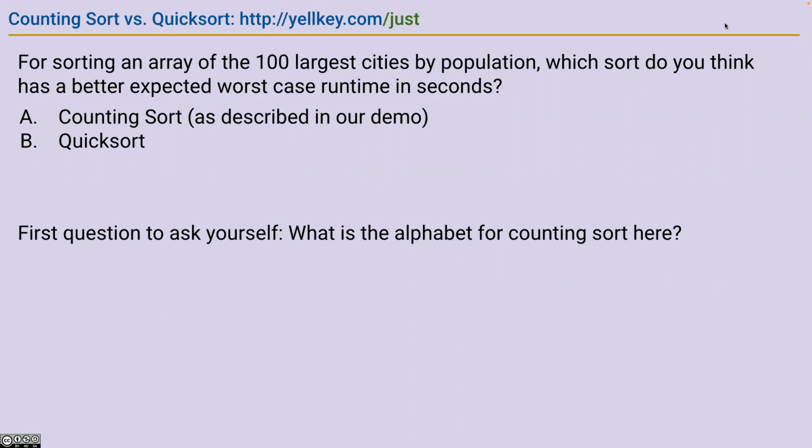So I'm going to have Tokyo and Beijing and New York City and so forth. And I want to sort them. What do you think will be faster? Quicksort or counting sort? And this is a weird question because you have to think about what I mean by counting.